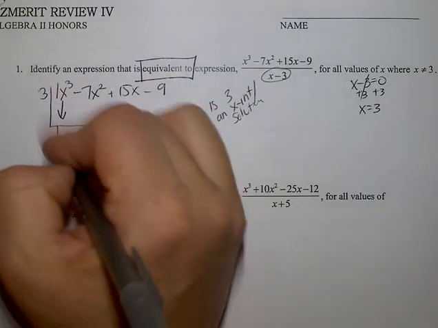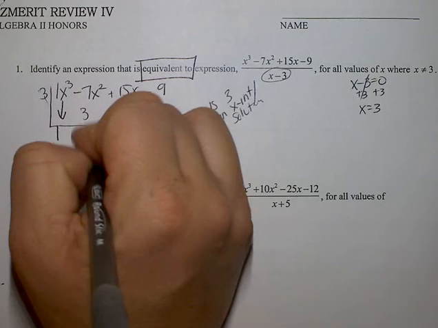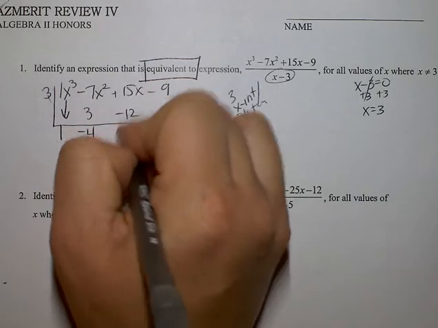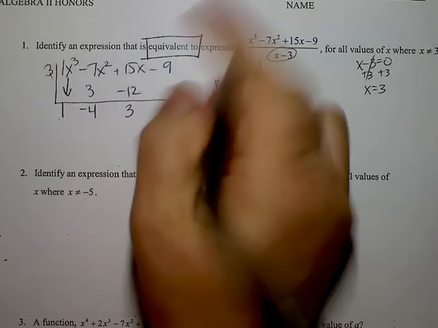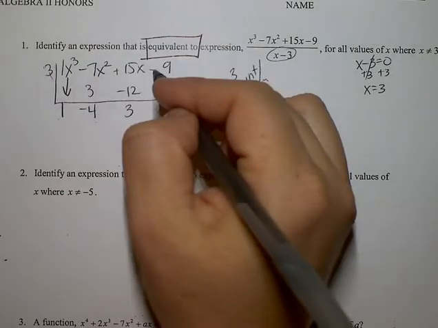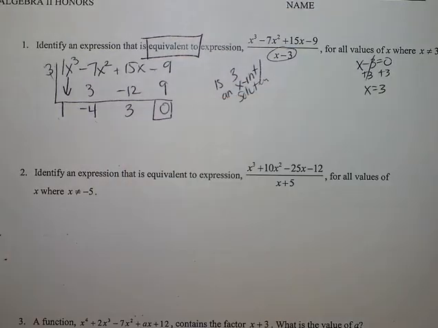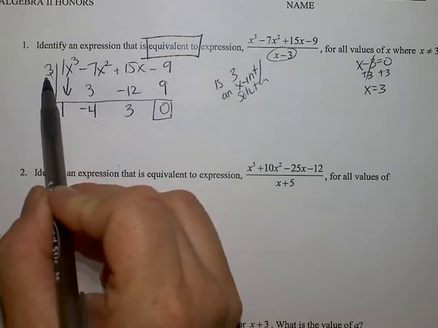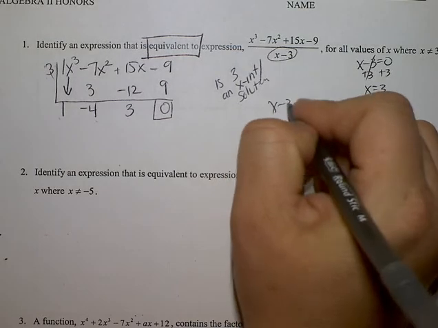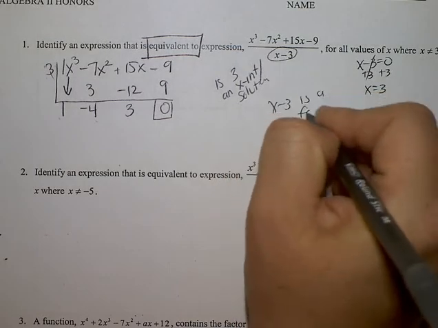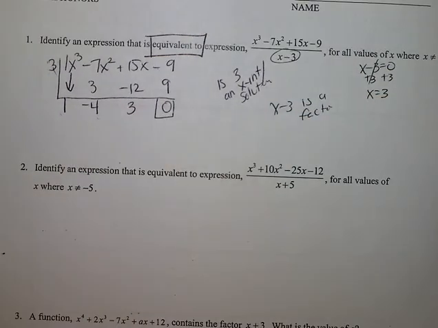We multiply to get 3. You add down to get negative 4. Multiply to get negative 12. Add down to get 3. Multiply to get 9. Negative 9 and positive 9 is 0. What does that tell us? It says, yes, this is an x-intercept, and in fact, x minus 3 is a factor. If you get 0 here, it tells you it's a factor.